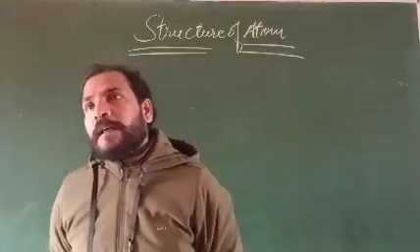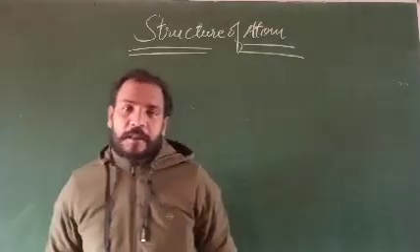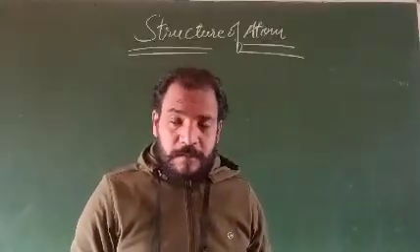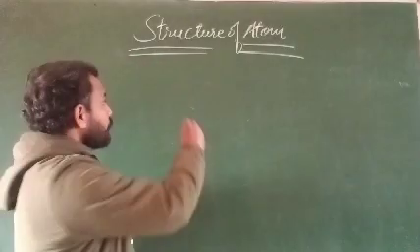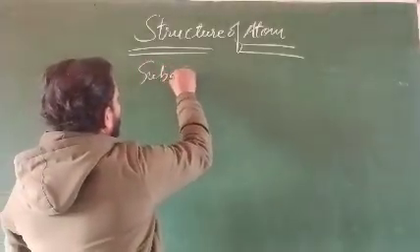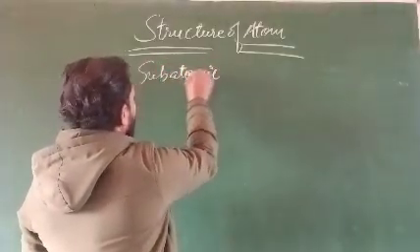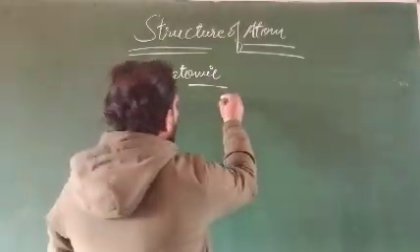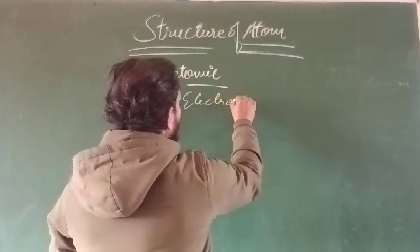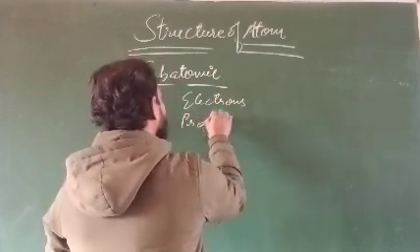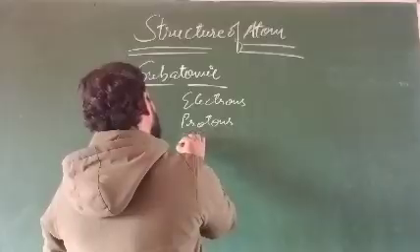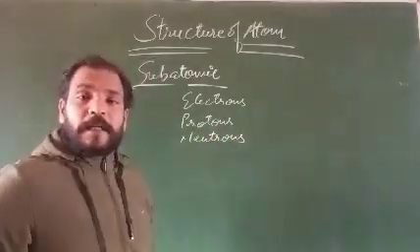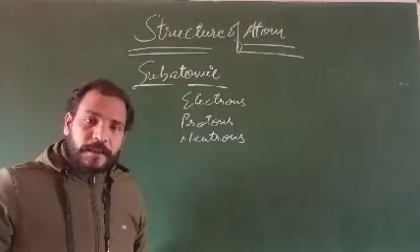So in this chapter, in this lecture, we will discuss the subatomic particles. What are subatomic particles? Subatomic particles are the particles which constitute an atom, which make the atom. They are electrons, protons, and neutrons. These are the basic three particles that constitute an atom.